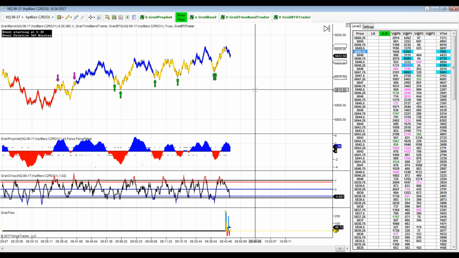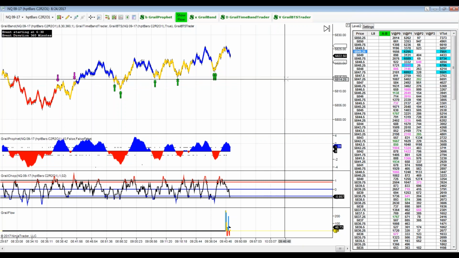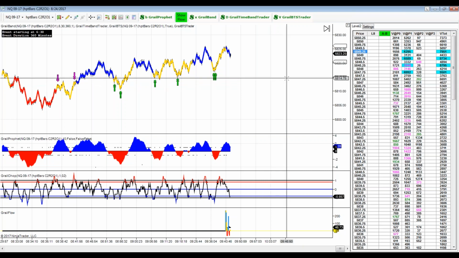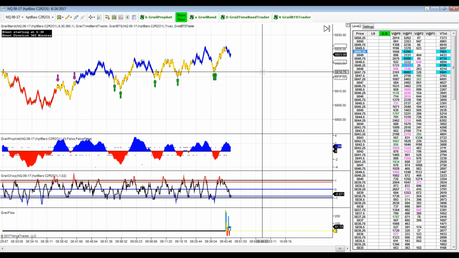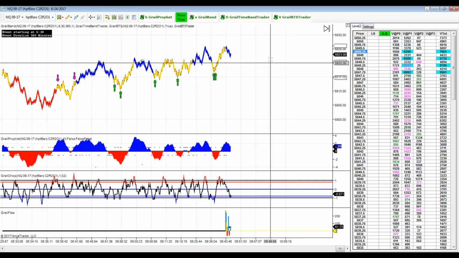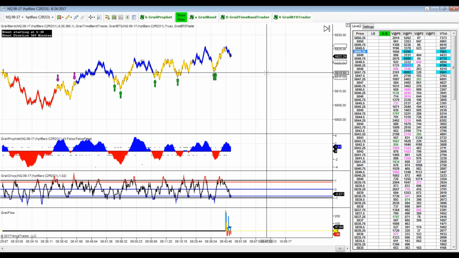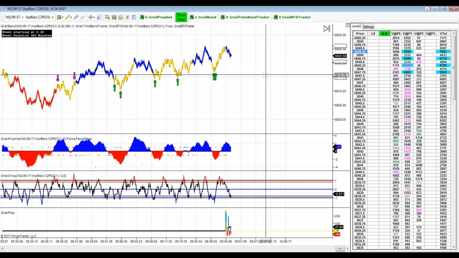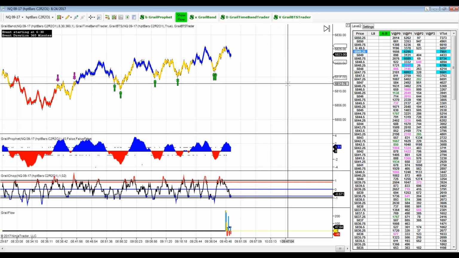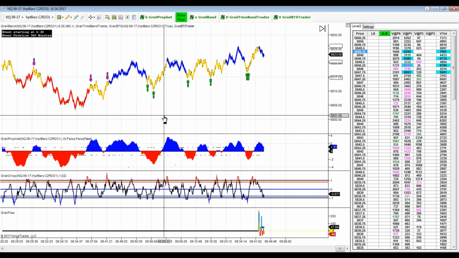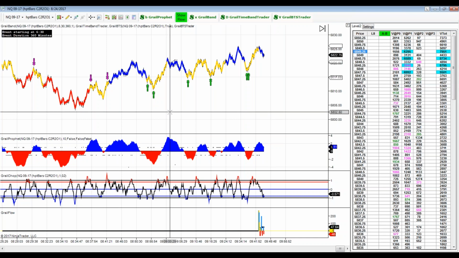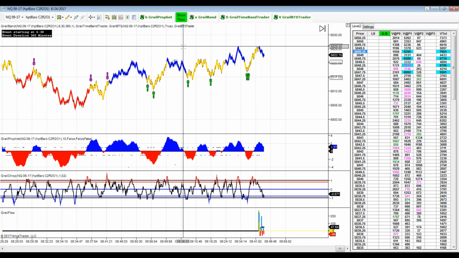Any questions on the flow? I just use it as important levels to trade through during the day. Steve says, when does it start counting for the day? It depends on your template again, Steve.